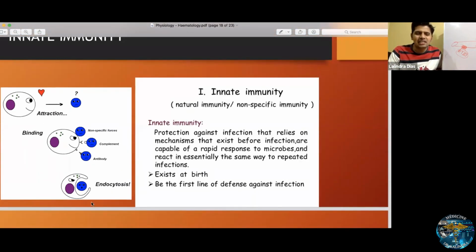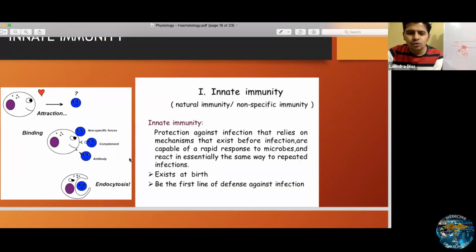Then after that, guys, only then the match is over for the foreign object. Why? They will engulf the bacteria and destroy it. Engulf the bacteria and destroy it. That is endocytosis. So that is what's happening in innate immunity. What are the cells? Neutrophils and macrophages, dendritic cells, and the natural killer cells. Phagocytosis.